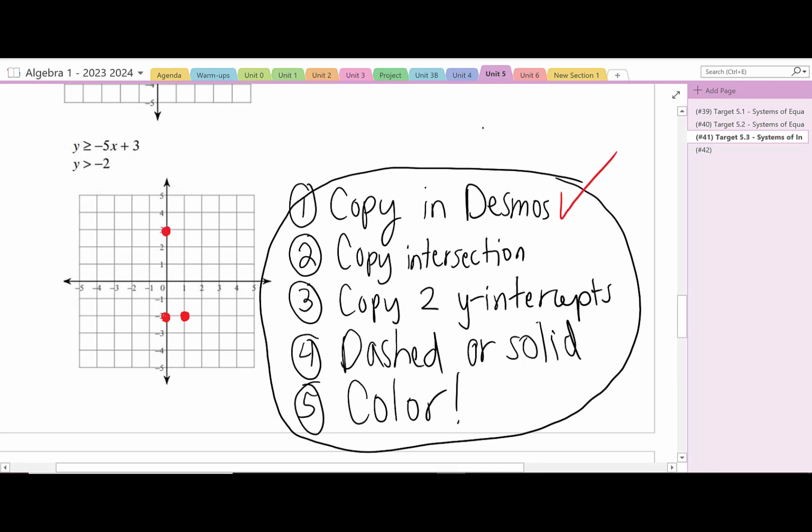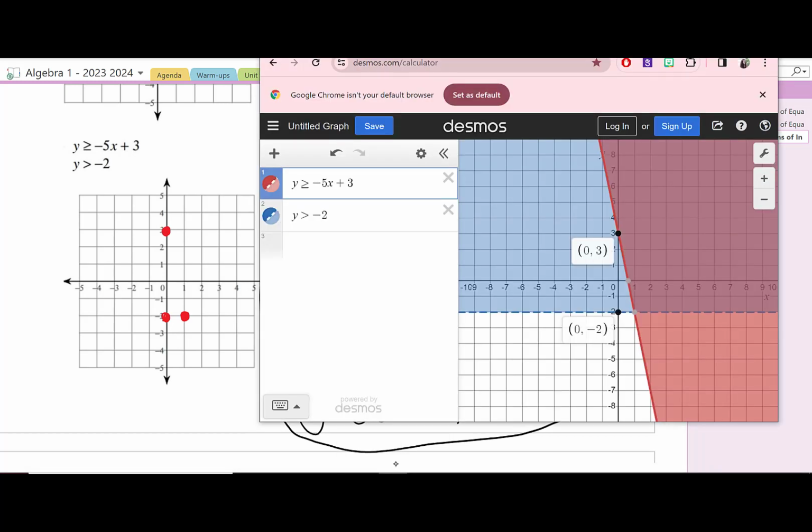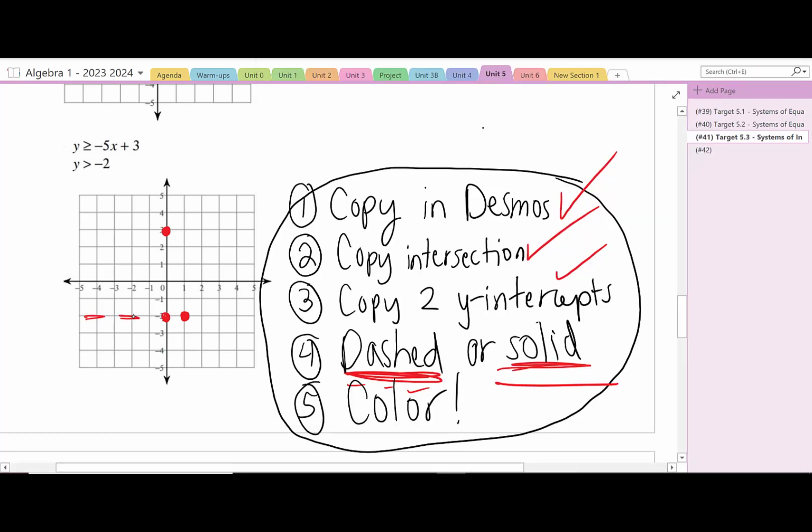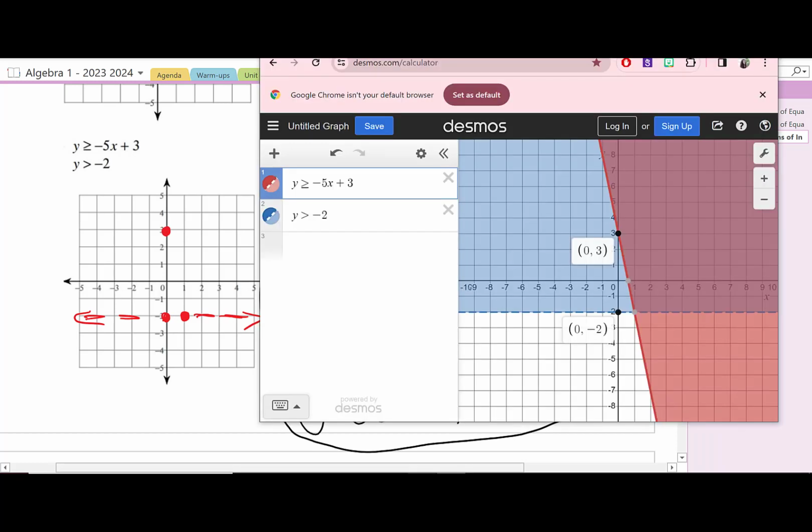Okay, so I copied in Desmos, I copied the intersection, and I copied the 2 y-intercepts. Now you just have to decide, is it dashed, or is it solid? So necesitas determinar si la línea es sólida or dashed. So this line right here is dashed. The other line is solid. La otra línea es sólida.